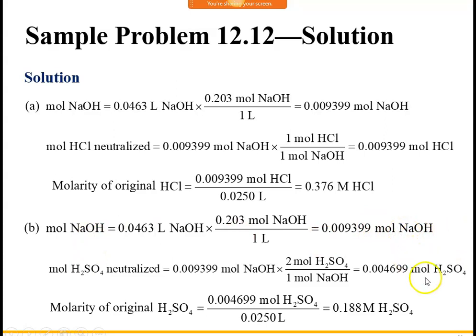But when you find your moles of H2SO4, you have to remember that for every mole of sodium hydroxide, there are 2 moles of the sulfuric acid. So it's going to be twice the amount. It will take twice the amount of sodium hydroxide in order to neutralize 1 equivalent of our sulfuric acid.